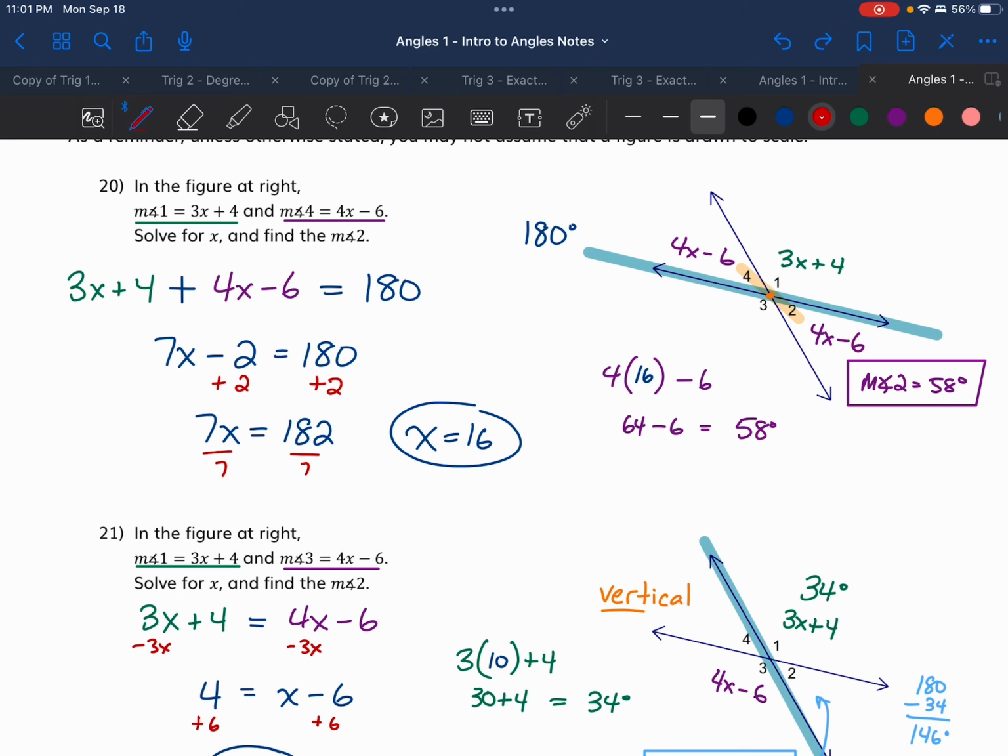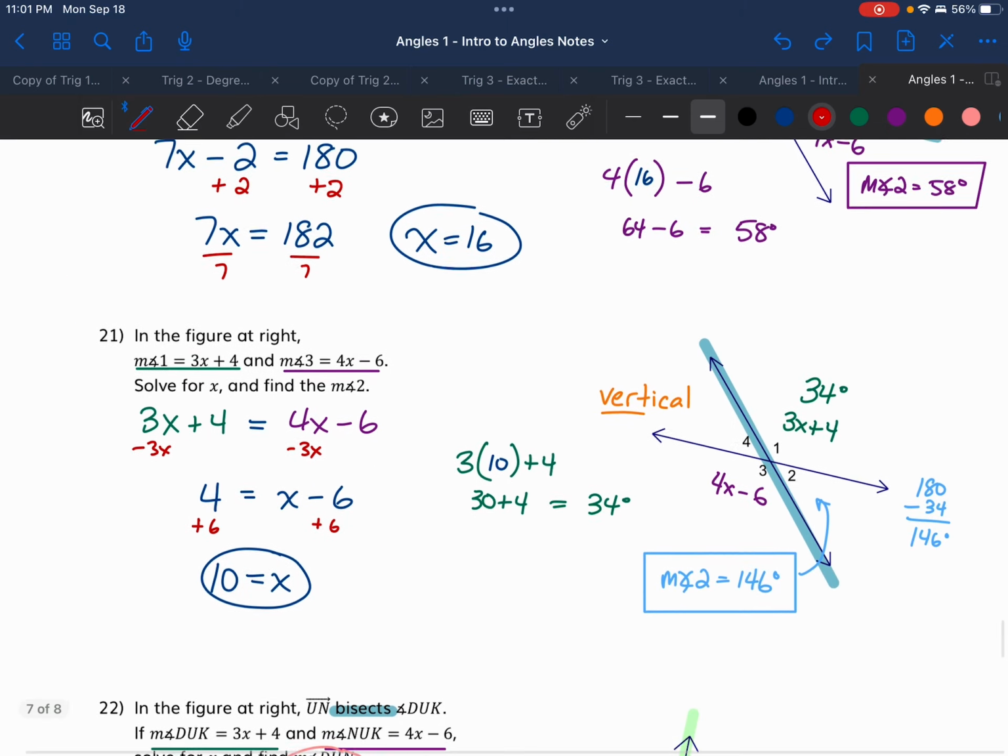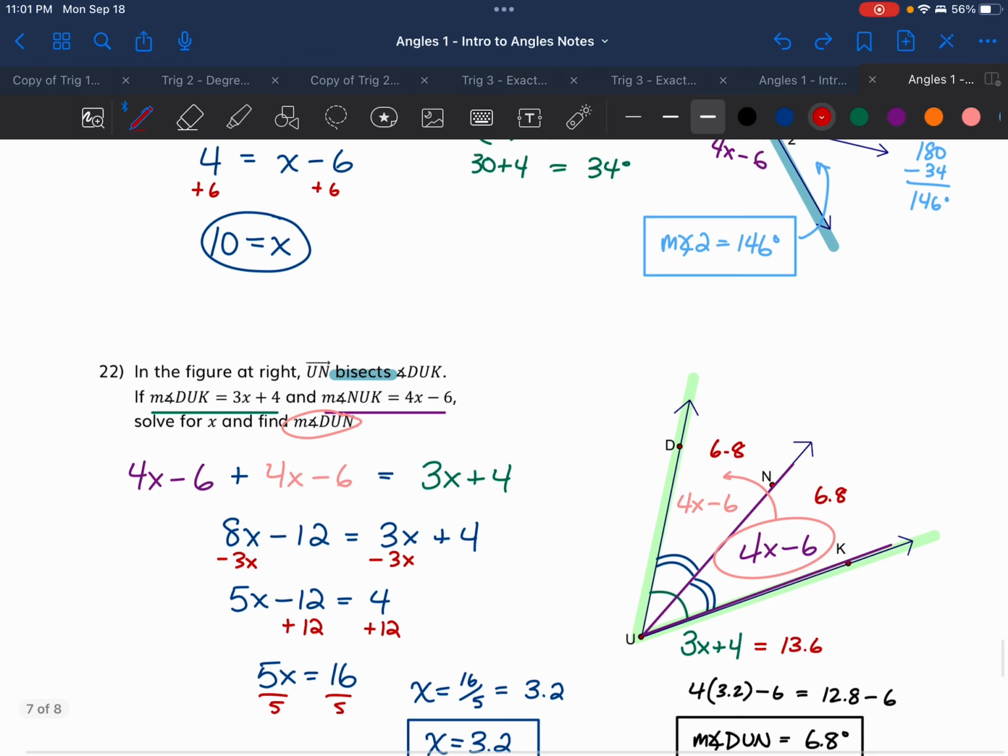The more stuff you label, and the more you look at your directions and come up with any information like that word bisects or the words complementary, supplementary, what have you, get that information on your drawing or in your equations as soon as you possibly can. That's going to make your life a lot easier moving forward.